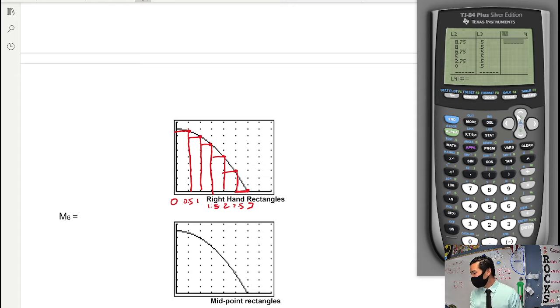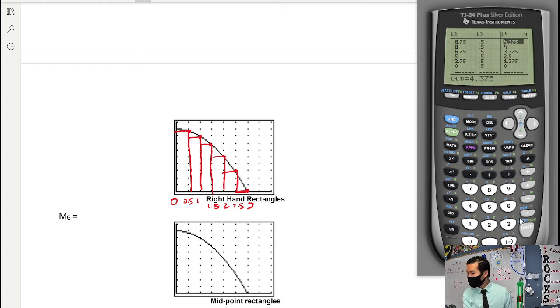Okay, so we're going to go up to L4 and multiply L2 times L3 to get my new volume for each of these rectangles. And they look smaller, don't they? Which kind of makes sense because they're all underestimates. So, I got those values.